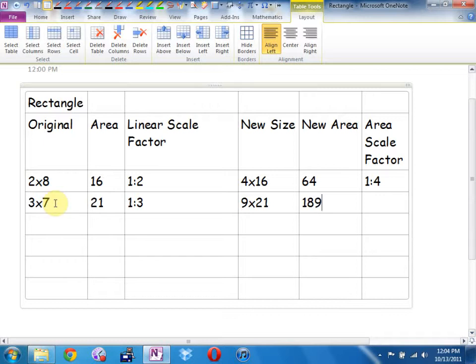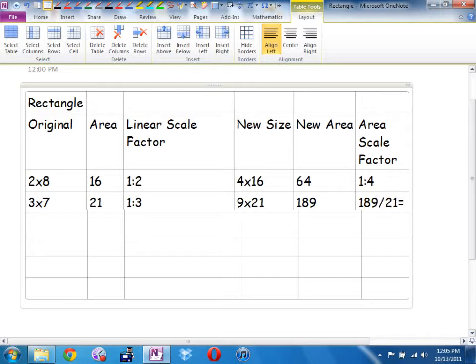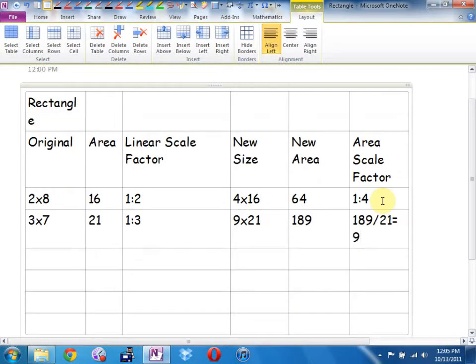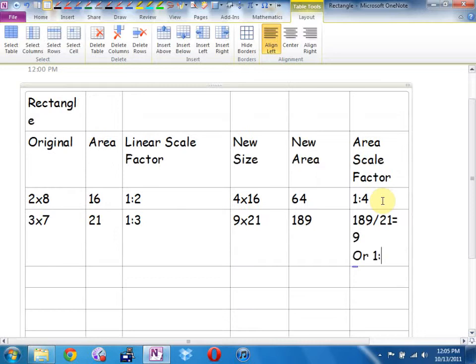What's the area scale factor here? Is it 3 times bigger? I'll tell you right now, it's not. How many times bigger? Well, to figure out the area scale factor, go new area divided by original area. What do you get? 9 times bigger. Or we would say this, 1 to 9 area scale factor. Not 3 times bigger, 9 times bigger. Anybody spot a pattern yet?